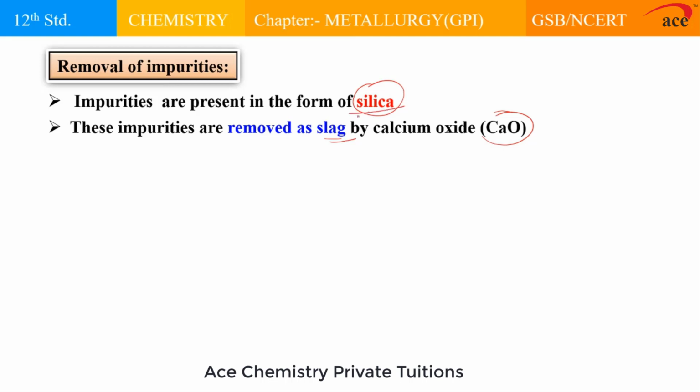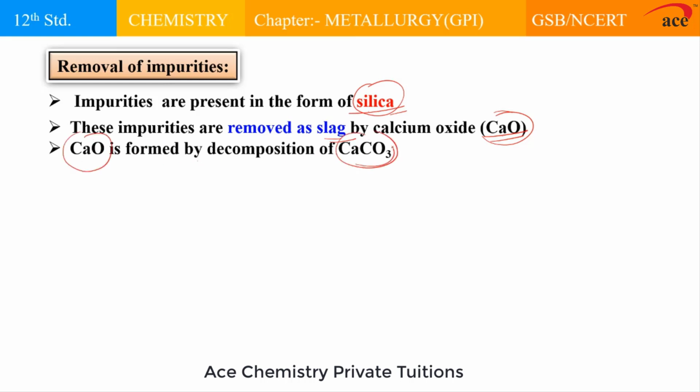Students, the impurity is silica, which is acidic in nature. So we are adding a basic flux, and here the basic flux is calcium oxide. This basic flux calcium oxide reacts with the silica and forms slag. Calcium oxide is formed by decomposition of calcium carbonate. If calcium carbonate is heated, it produces calcium oxide and carbon dioxide.